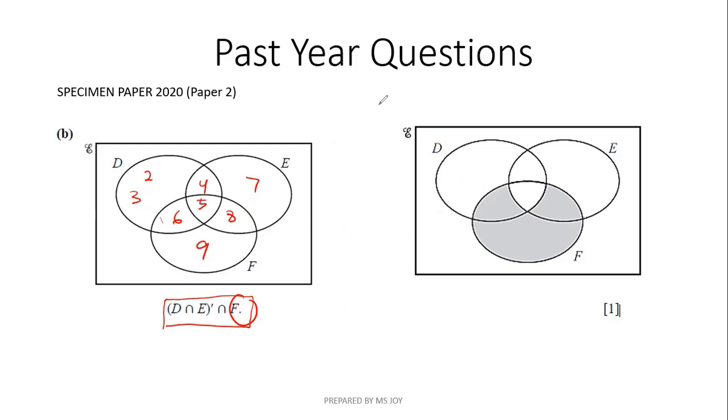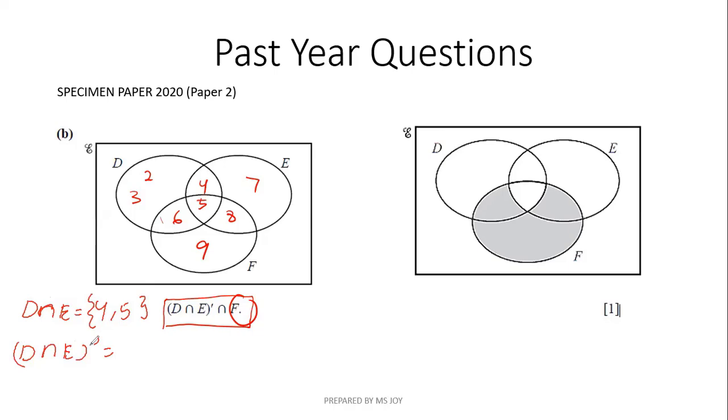And then we think about listing down. First, D intersect E. Tell me what is D intersect E first. What are the elements that D intersected E, guys? 4 and 5. Okay, it's true. Very good, pandai semua. But now I want D intersect E prime. What are those D intersect E prime? Tell me.